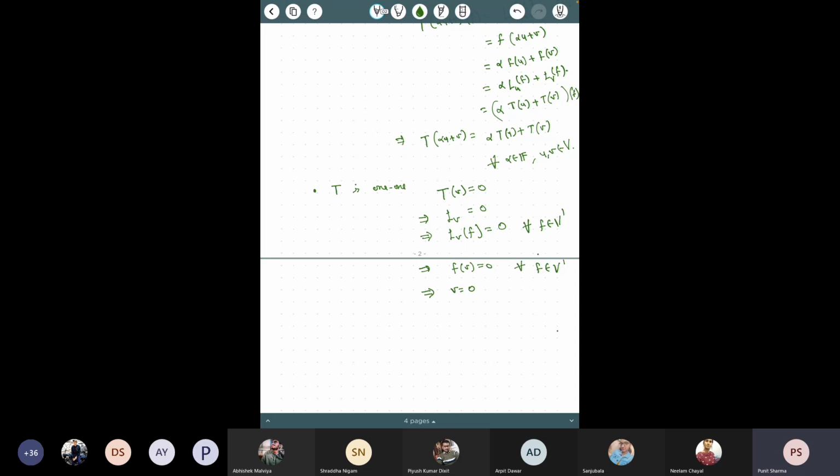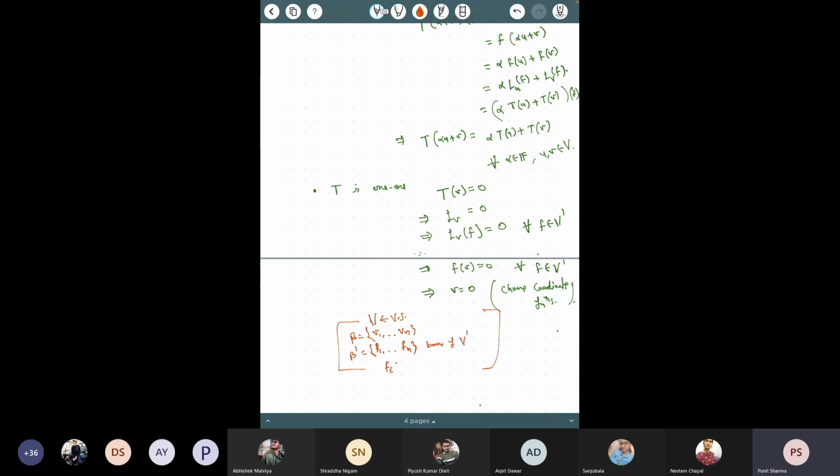Let me just do some rough work here to explain this. V is a vector space, right? So you can take any finite dimension, so you can take any basis, let's say this. Now for this basis, you can always find f1 to fn of V dash, right? So if it is a dual basis, then it satisfies this. So now you have to show that this v is 0.